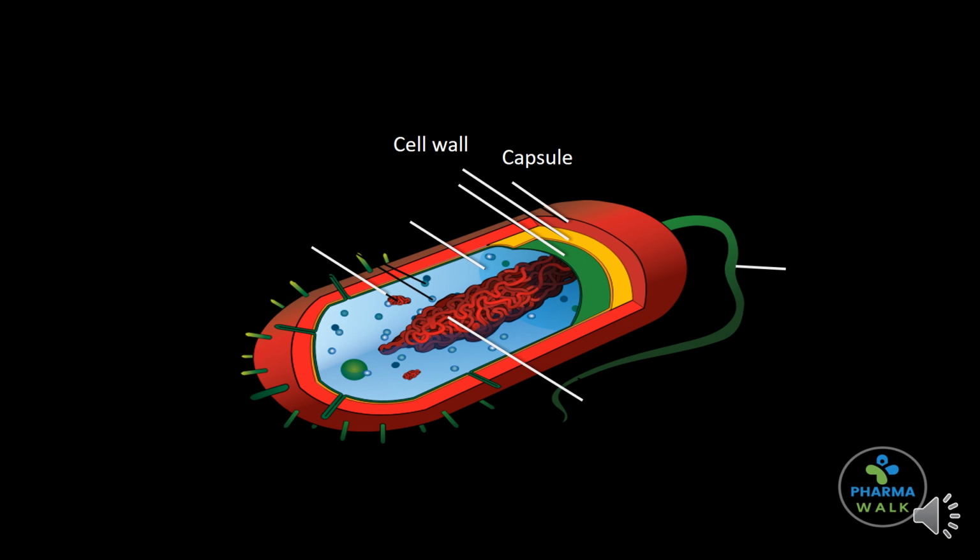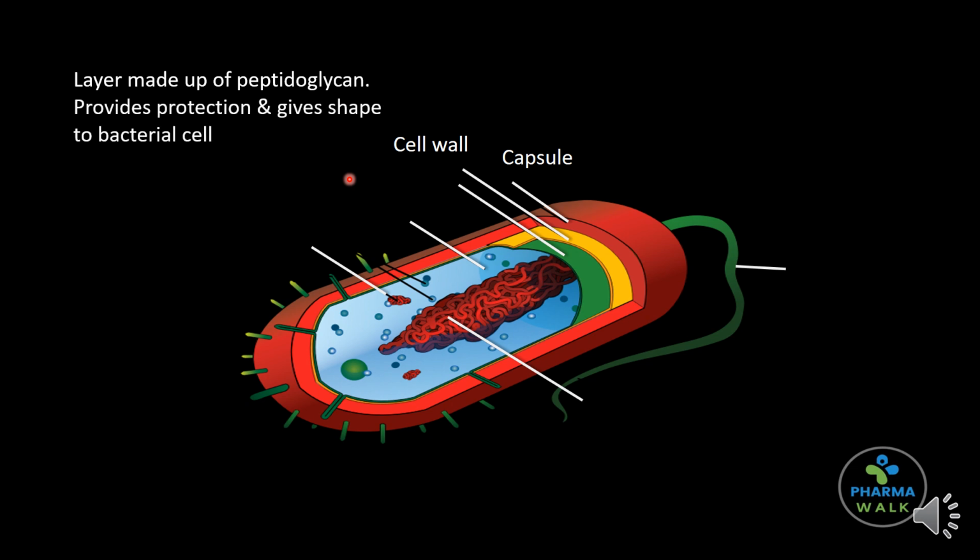Just below the capsule, we have the second organelle in a bacterial cell. It is called the cell wall. Cell wall forms a protective layer in the bacterial cell. This layer of cell wall is made up of peptidoglycan. This peptidoglycan determines the thickness of the cell wall. Based on the thickness, we have gram positive and gram negative types of bacteria also. The main function of this cell wall is to provide protection and give shape to the bacterial cell.